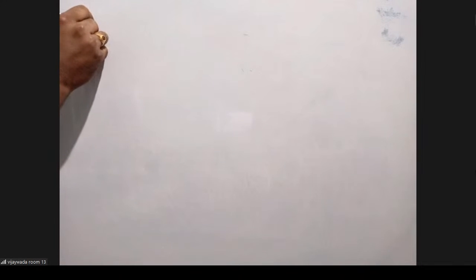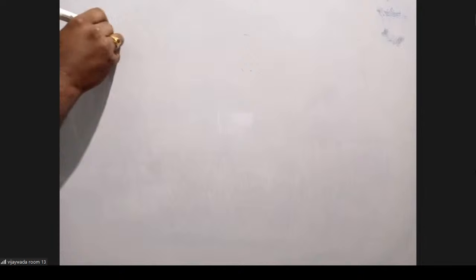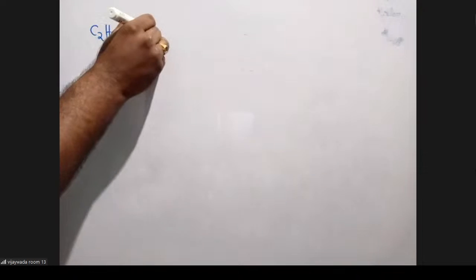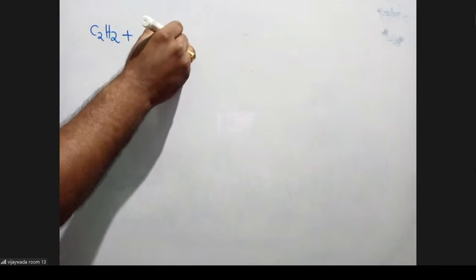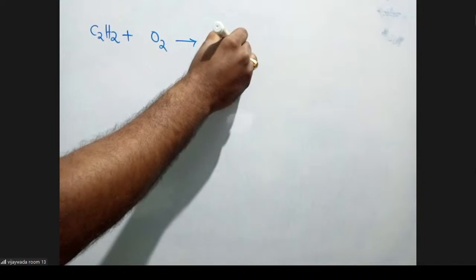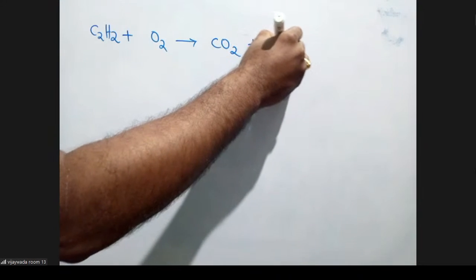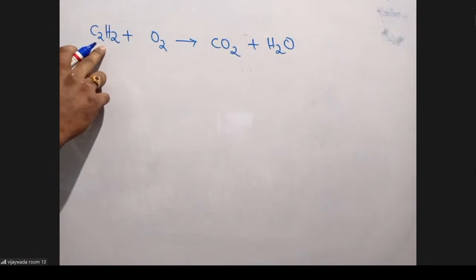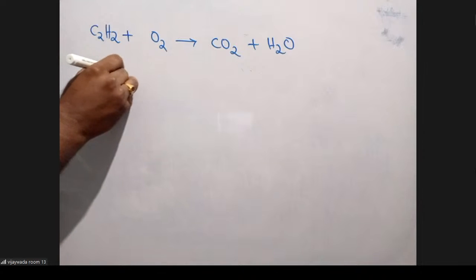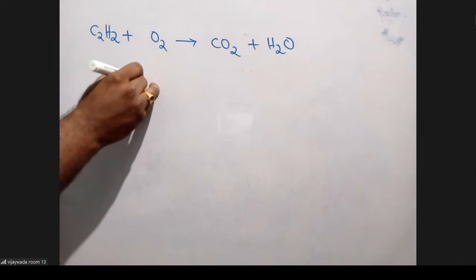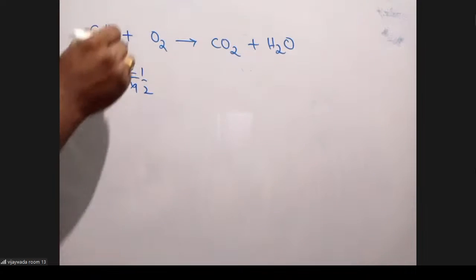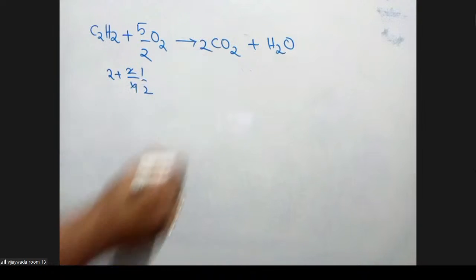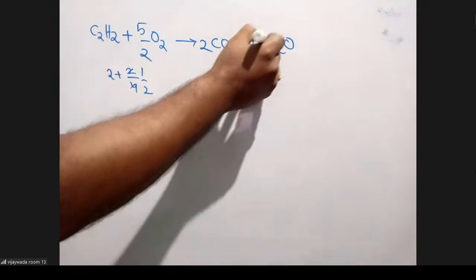Acetylene combustion. Acetylene formula C2H2. With oxygen, we will get carbon dioxide and water. Balance this equation. x plus y by 4: 2 plus 2 by 4, 2 plus 1 by 2, it is 5 by 2 O2. x CO2: 2 CO2. y by 2 H2O: 1 H2O.